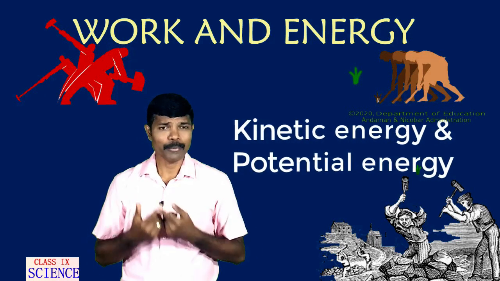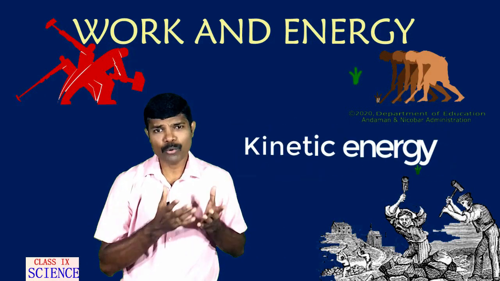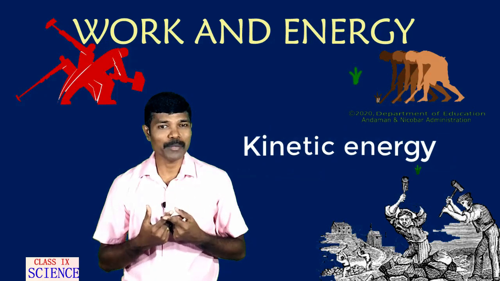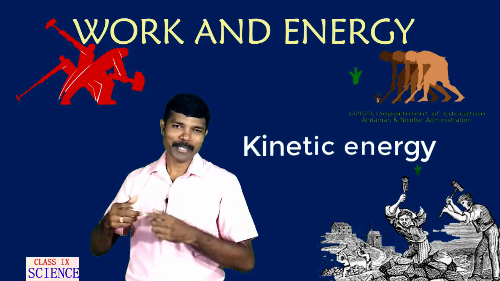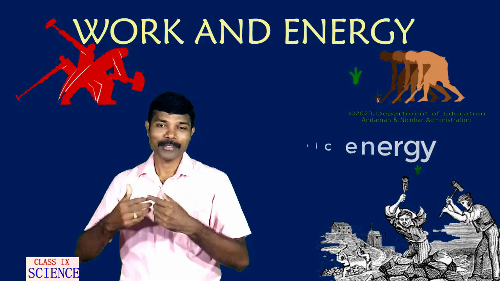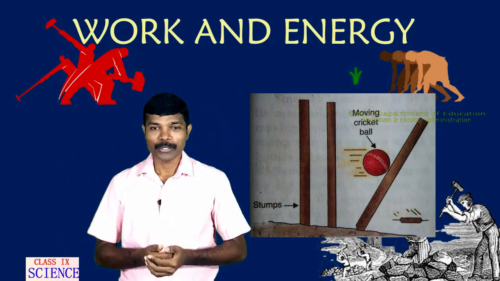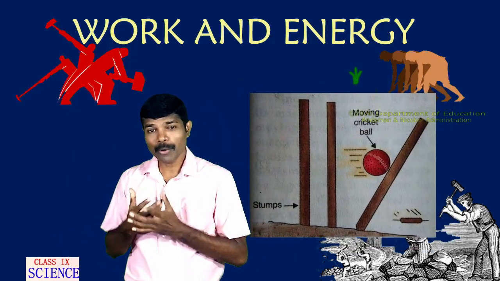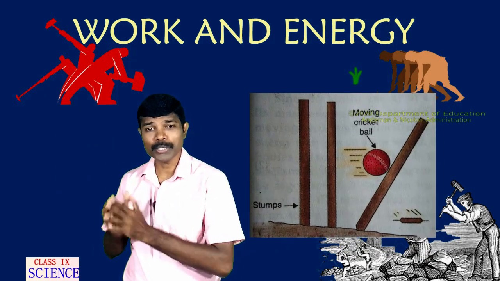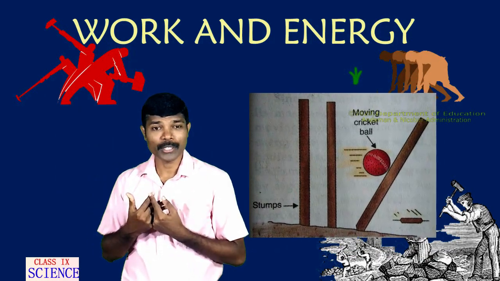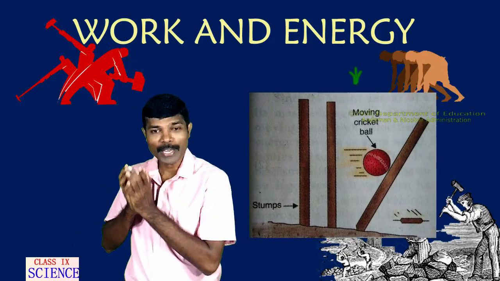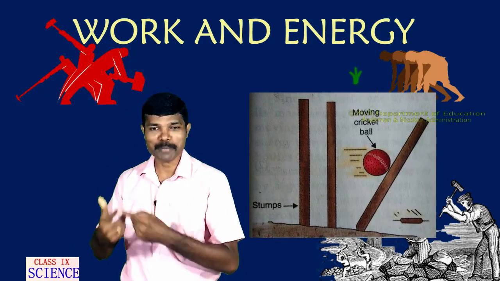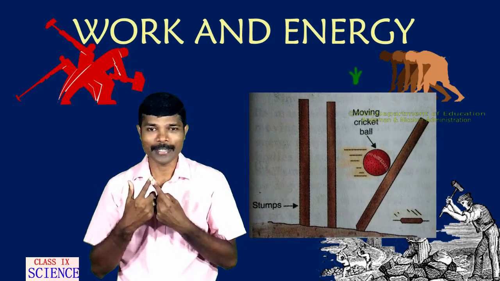Let us learn about what is kinetic energy. A moving cricket ball can do work in pushing back the stumps, right? When the bowler bowls, immediately when the ball hits, the stump flies away, right? So here the moving cricket ball can do some work in pushing back the stumps. This is because while moving, the ball has some sort of energy. With that energy, the stumps fly away if it hits, right?